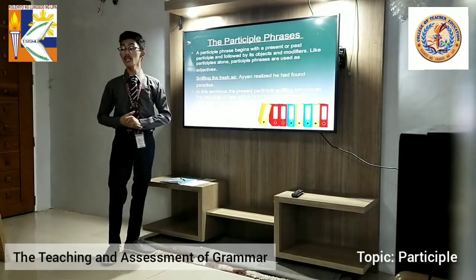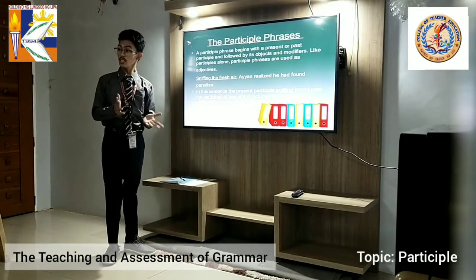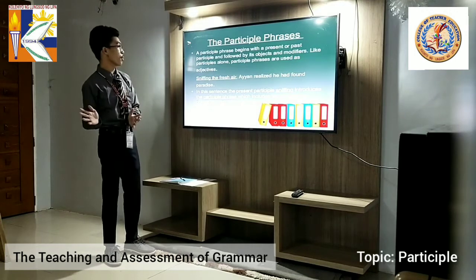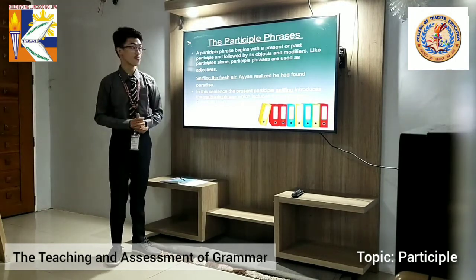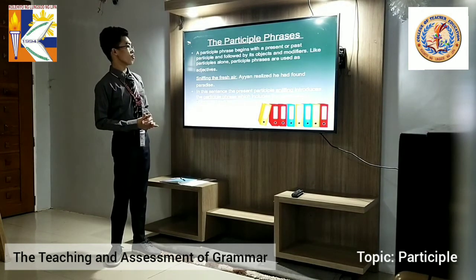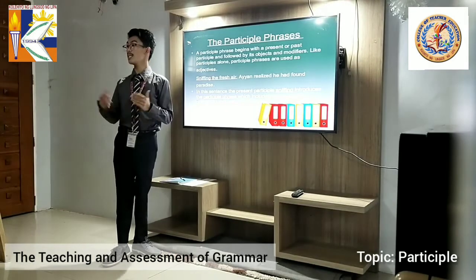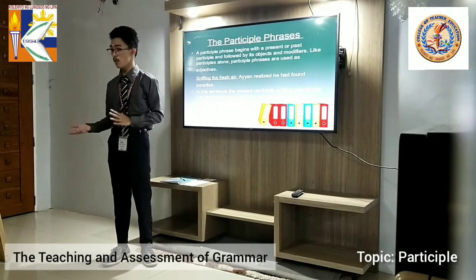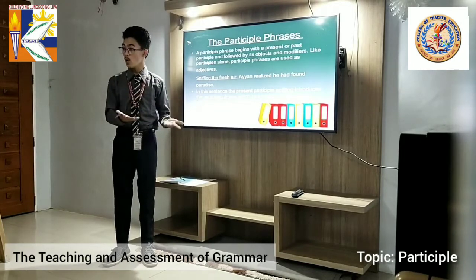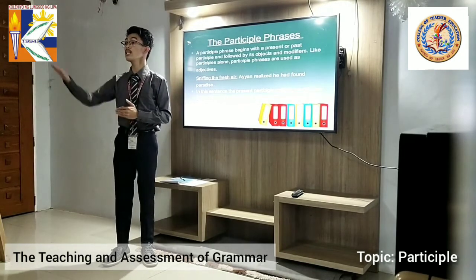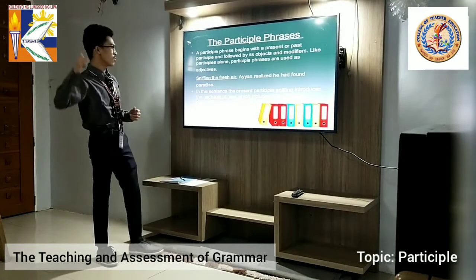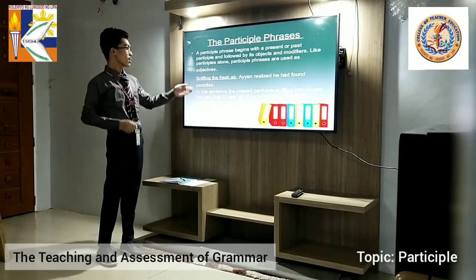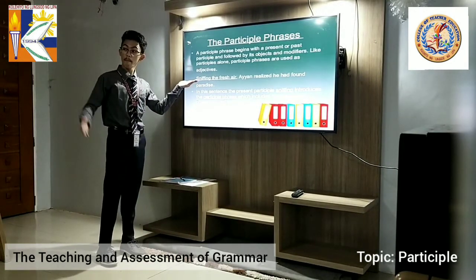A participle phrase begins with either a present or past participle and is followed by its object and modifiers. Like participles alone, participle phrases are used as an adjective. Again, that is the difference between gerund and participle. Gerund is used as a noun and participle is used as an adjective. Very good. So we have here an example. Can you please read our example, Justin?